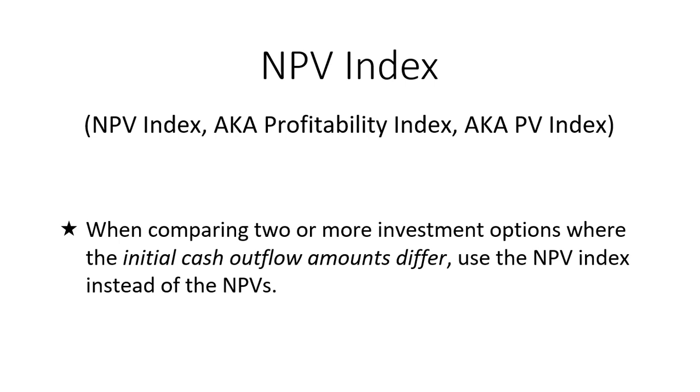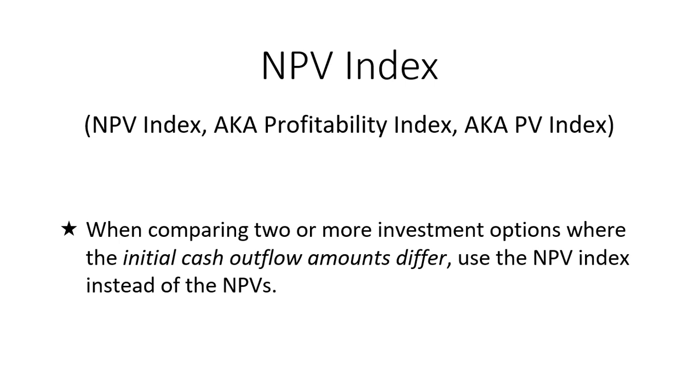The problem is that rarely do all of our investment options require the exact same amount of initial cash outflow. And when the initial cash payment amounts are different, you can't just compare NPVs to pick the more attractive option. But we have a hack for this. Use the NPV index to compare your investment options.